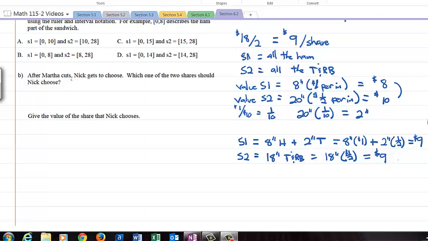Part B. After Martha cuts, Nick gets to choose. Which of the two shares should Nick choose? Give the value of the share that Nick chooses. If we calculate the value of each share from Nick's perspective, that will answer both of these questions. Remember from the beginning, Nick values roast beef twice as much as ham or turkey, which he values equally. Actual values are unknown at this point, but roast beef is valued at twice as much per inch as ham and turkey.